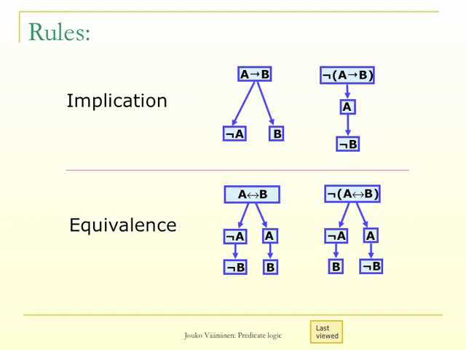The negation of equivalence means that A and B have a different truth value. So either A is false and B is true, that's the leftmost branch, or A is true and B is false, that's the rightmost branch.